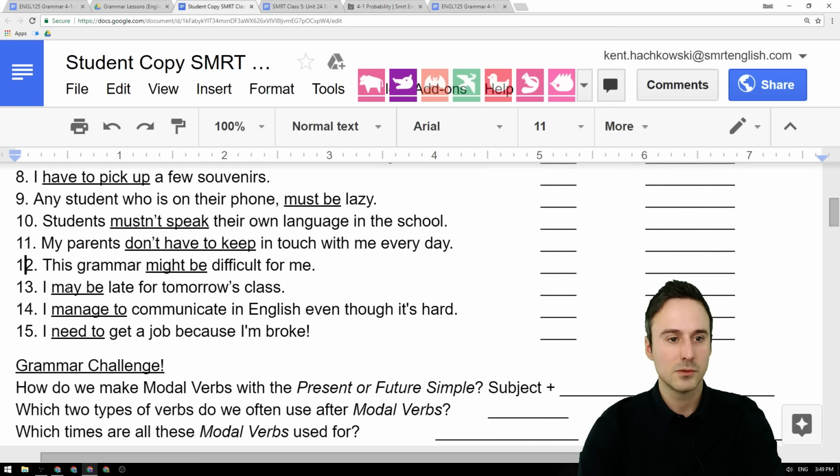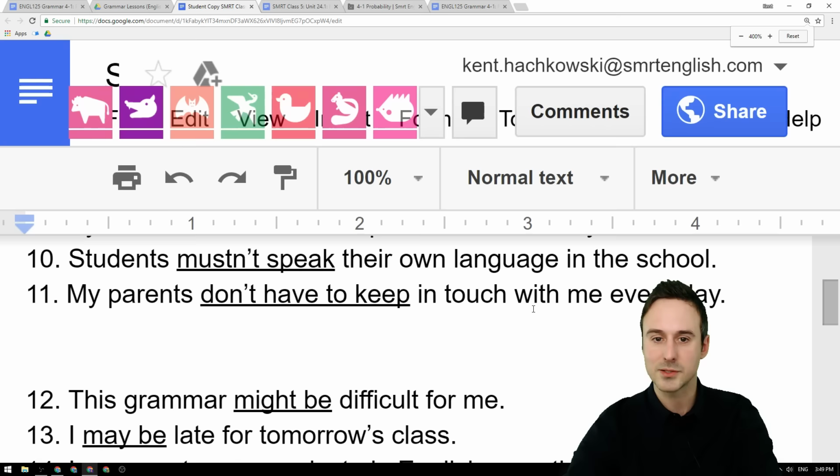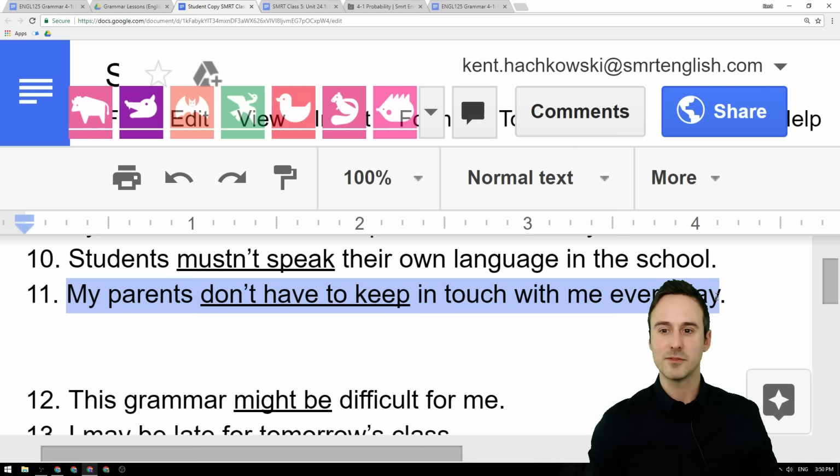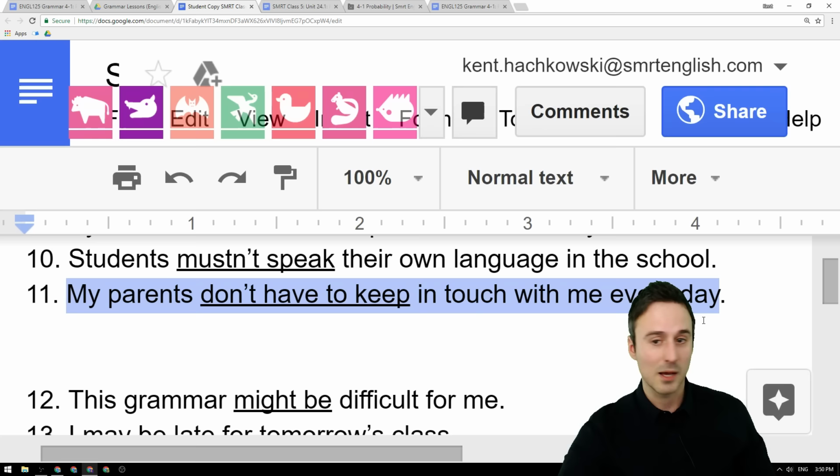Let's do number 11, because that one's kind of trickier. All right, so my parents. Maybe you guys are traveling, or maybe you're home, or maybe you're just living away from home. So my parents don't have to keep in touch with me every day. And I think that one gives you kind of the answer, right? Because I used that time word at the end of the sentence. Present, you're right. Medilla, you got it. So my parents don't have to keep in touch with me every day.